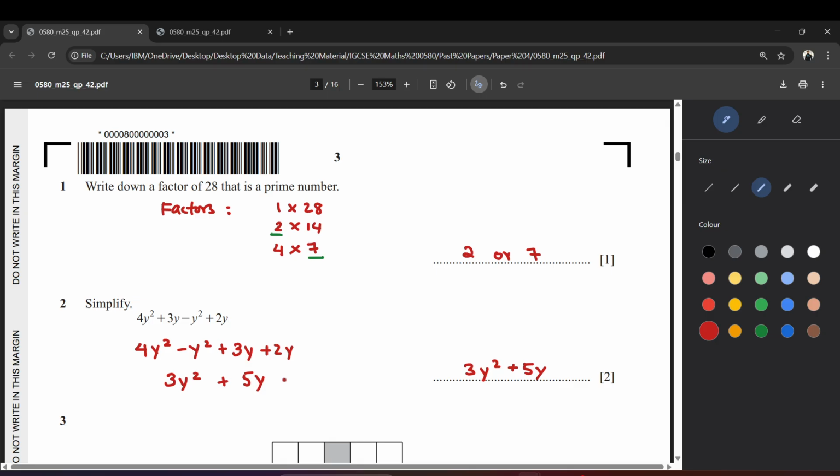Now this is up to you. If you want, you can take it one more step further. You can factorize y and write it as y(3y plus 5). But if you leave your answer in this form, that is perfectly fine because the question does not ask you to factorize it, right? So you can leave your answer in this form as well.